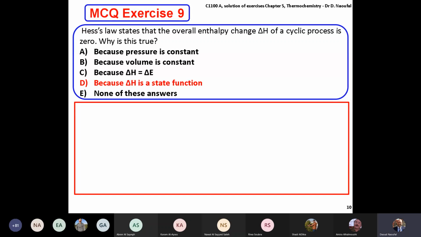Exercise 9. Hess's law states that the overall enthalpy change for a cyclic process is 0. Why is this true? Because the pressure is constant, because the volume is constant, because delta H equals delta E, or because delta H is a state function, or none of these answers.